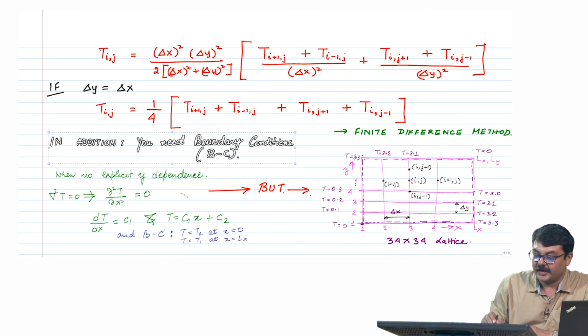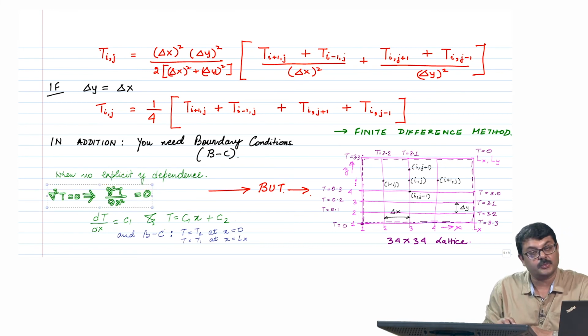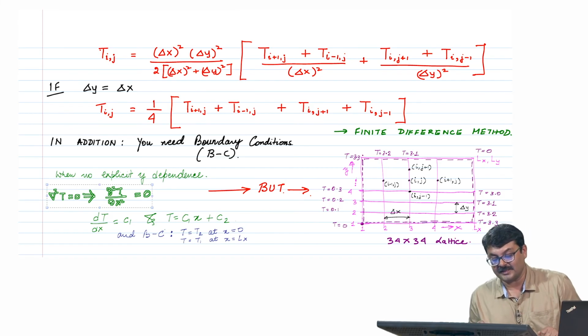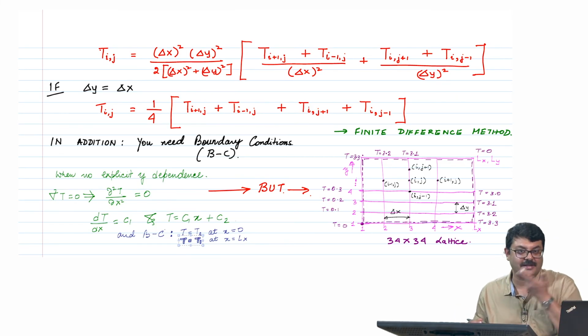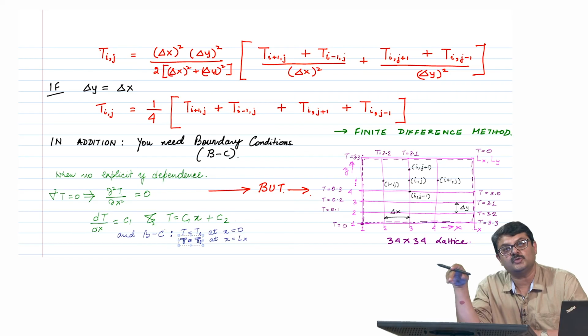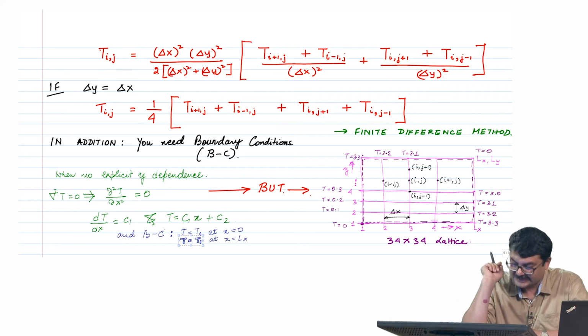Just to remind you, when you were doing it in 1 dimension, grad squared T equal to 0 would be nothing but del 2 T del x 2 equal to 0, right. There was no y dependence, and then you can solve this: del T del x equal to C 1 and T equal to C 1 x plus C 2. The boundary conditions would be that the temperature is T 2 at x equal to 0 and temperature is T 1 at x equal to L x, and then you just substitute and you would get a straight line variation of the temperature from T 2 to T 1 along x.